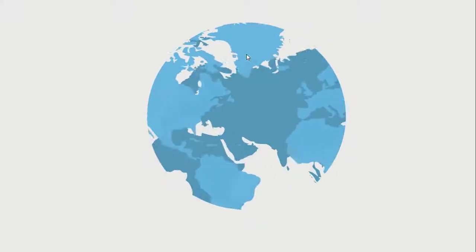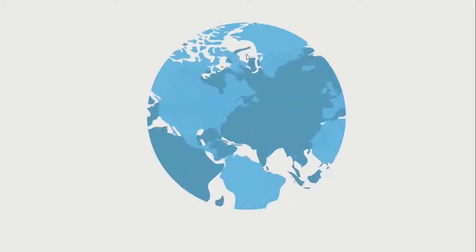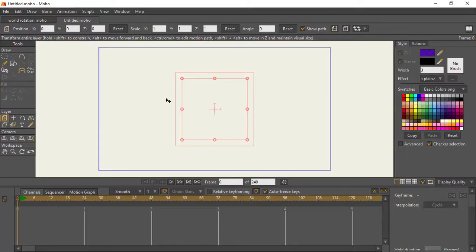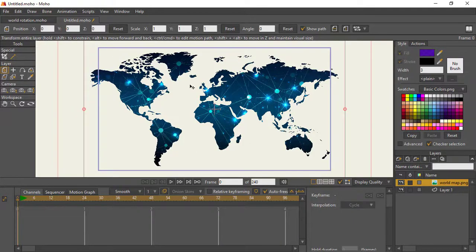If you have ever wondered how to create something like this, stick around and I will show you. There are two things that you need: a circle and an image of the world. So I'll go to my downloads and grab the image of the world. You need an image of the world like this.